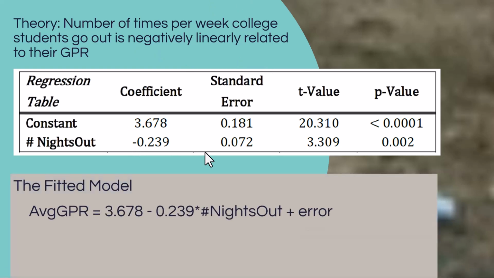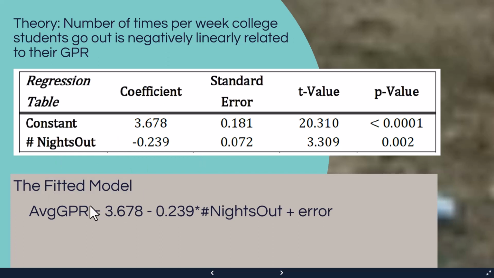So the fitted model, all right, if we replace all of those B's, B0 and B1, with the numbers from this table, is: the average GPR is equal to the group average minus 0.239 times the number of nights out the student goes. But of course, this signal, right, is not exactly equal to the truth, so we have a little bit of error. Not too bad.